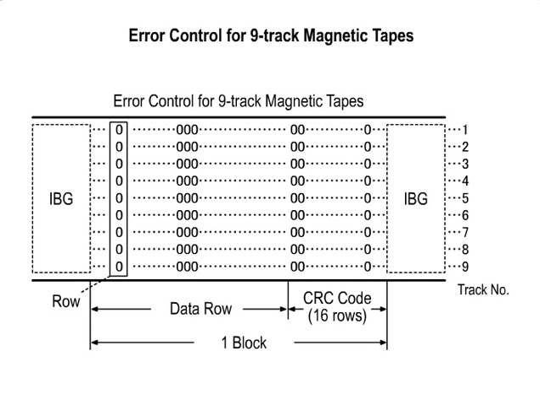3. Error control of magnetic tape device. In order to detect bit errors in 1 byte in the direction of the tape row, a vertical parity bit is added. Also, in order to detect burst errors that occur in a block in the track direction, CRC code is attached.